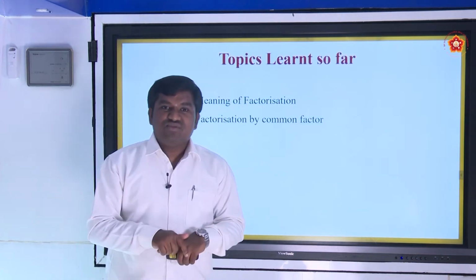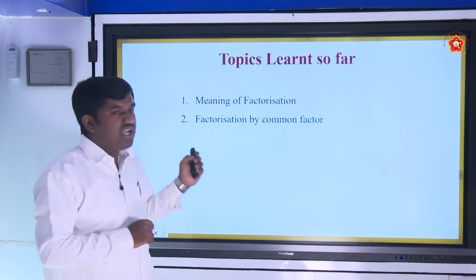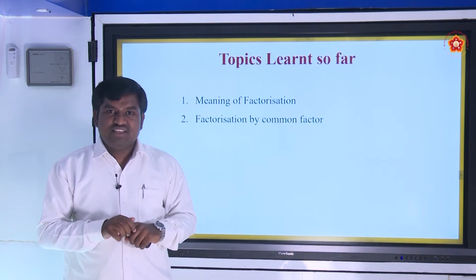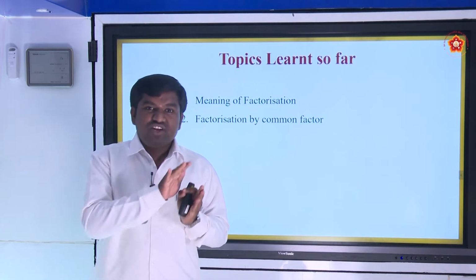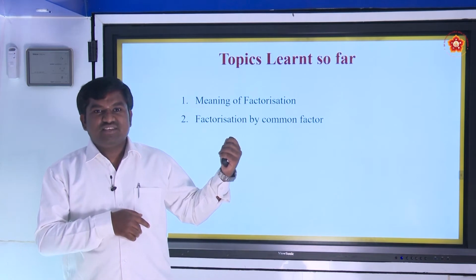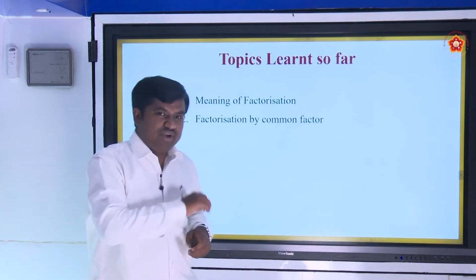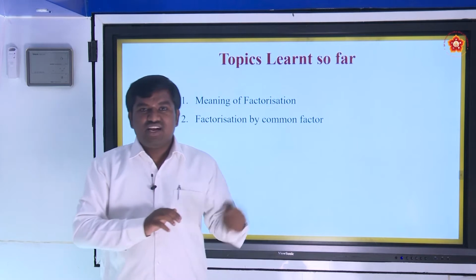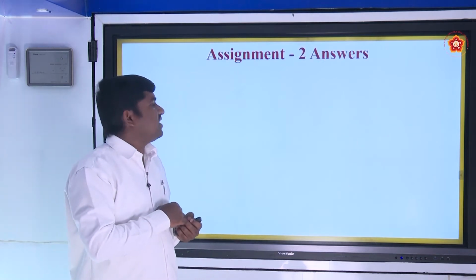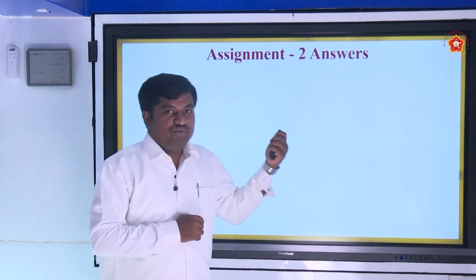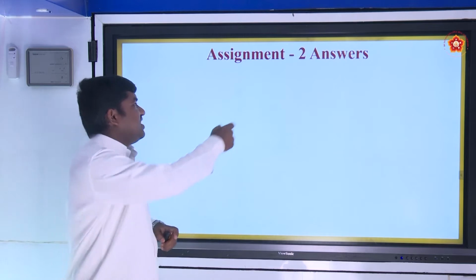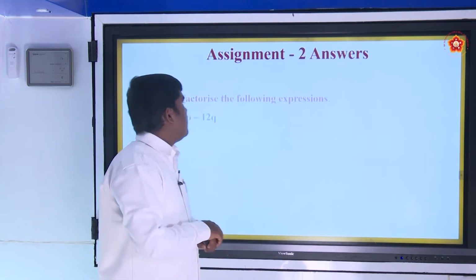Topics learned so far. First one, meaning of factorization. We learned the meaning of factorization. Afterwards, we know there are 3 methods for factorization. The first one, factorization by common factor, we learned in part 2. Then assignment 2. I gave a small assignment for you. We will check the answers for those.